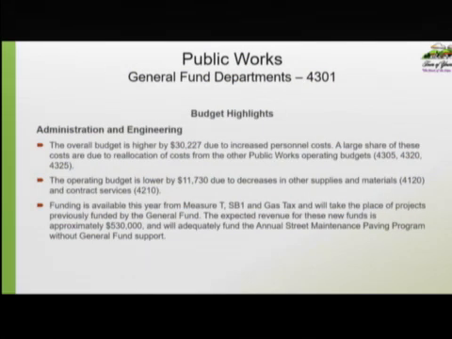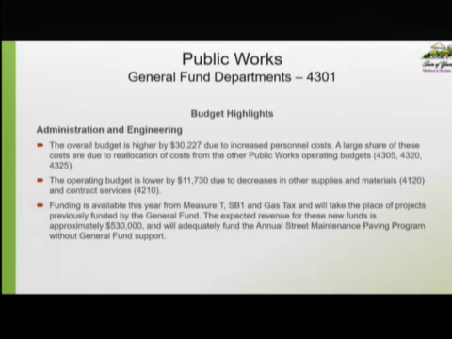Admin and engineering, it's higher by a little more than $30,000 as an increase in personnel costs. And as the finance director talked about earlier, it's just an effort to kind of consolidate stuff and make it much easier to track and allocate. The operations budget, however, is lower by $11,730, mainly because we had budgeted some money in supplies and services, which we had not been utilizing fully, so we reduced that to a more tolerable level, and a slight reduction in contract services.